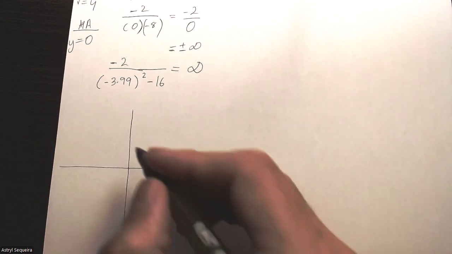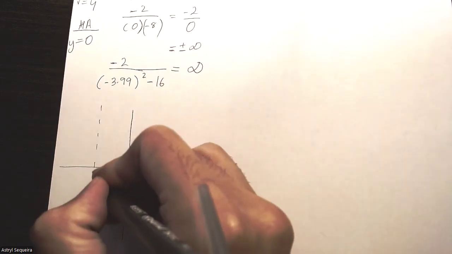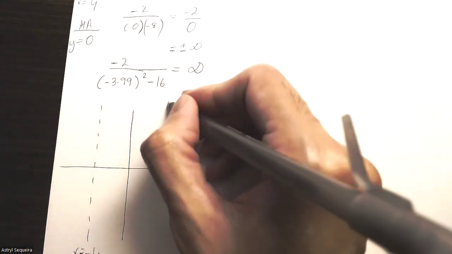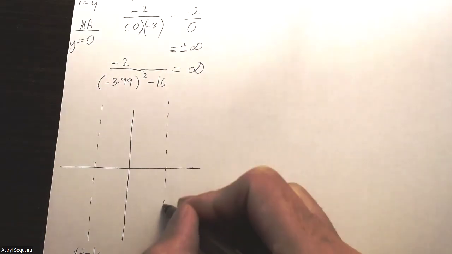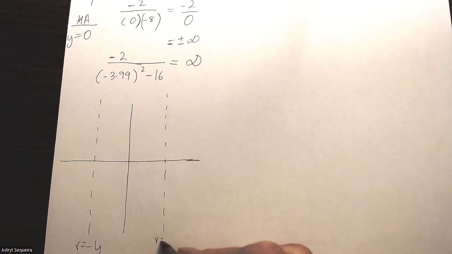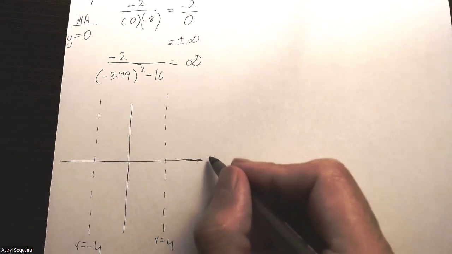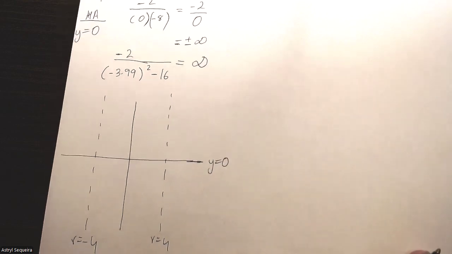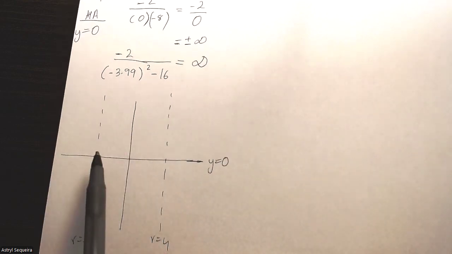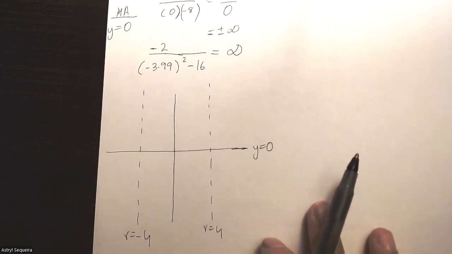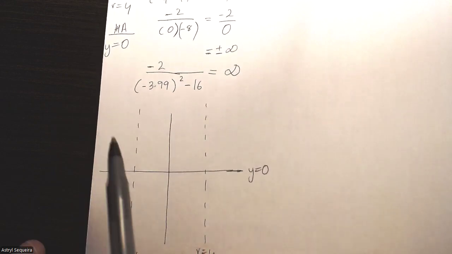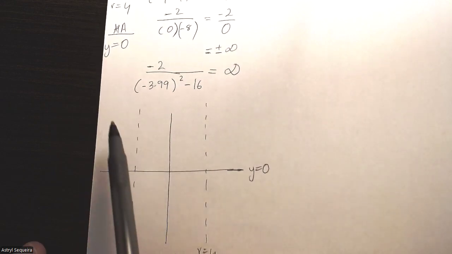So I have vertical asymptote r equals -4, vertical asymptote r equals +4, and then I have a horizontal asymptote at y equals 0. So now in order to sketch this out, I need to pick a couple of test points over here to know whether I'm above or below the graph over here.